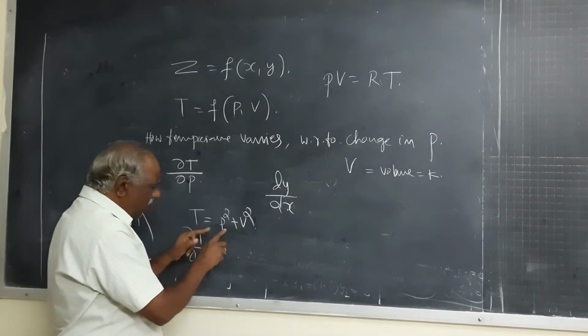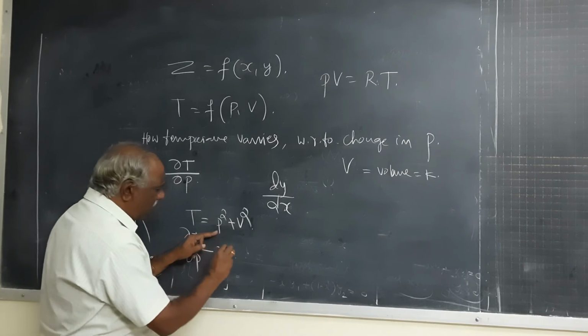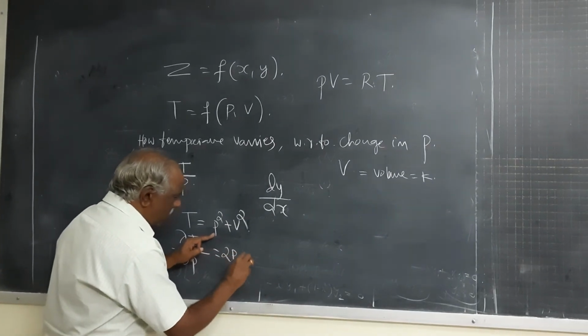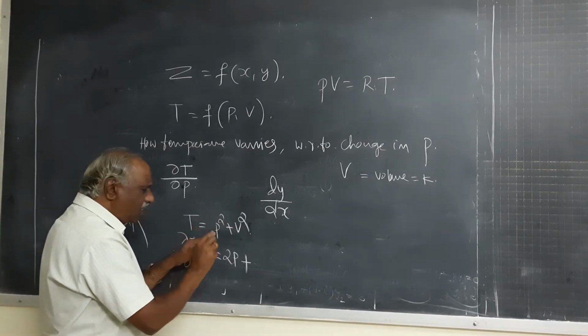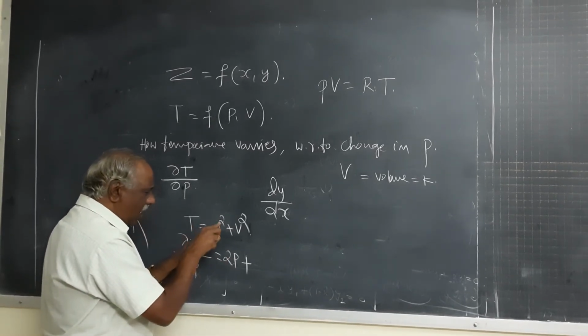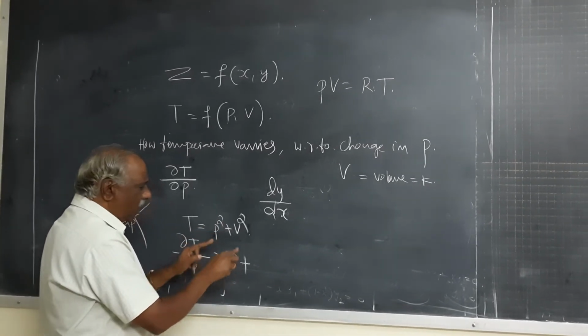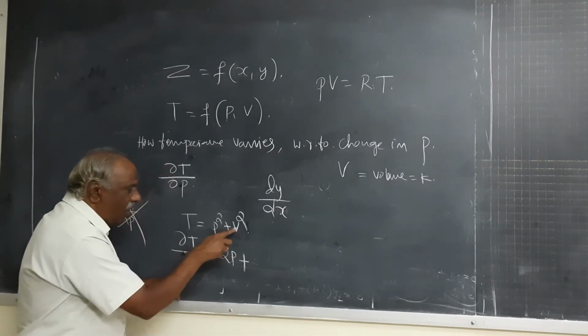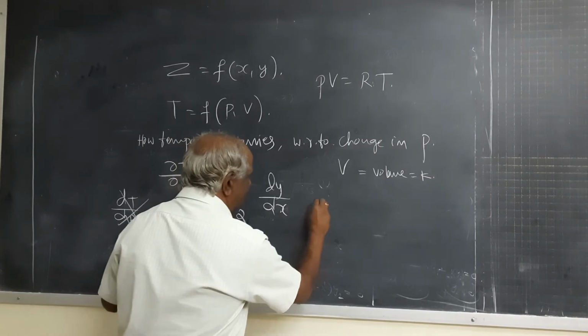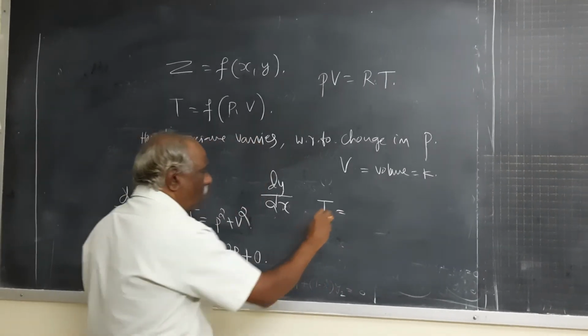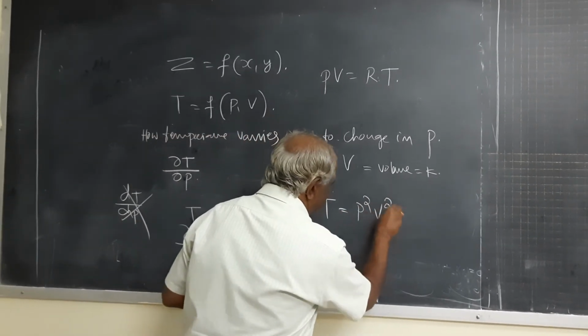Suppose you have T is equal to P squared plus V squared. With respect to P, if I am differentiating P squared, the differentiation is 2P, because this P is just like your x. x squared differentiation is 2x. Similarly, P squared differentiation is 2P. With respect to P, V squared is constant, so its derivative is 0. Suppose the same thing I write like this: T is equal to P squared V squared.